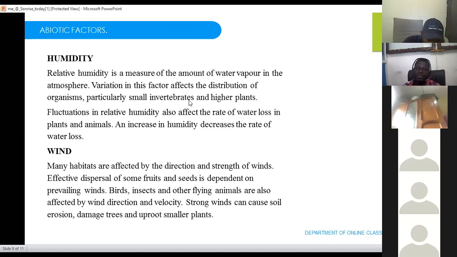All right, so sometimes it is not raining, but you realize that the air that is blowing is very cool, all right? Probably because of the amount of water or water vapor that is in the air. So that is humidity. And I'm saying that fluctuations in this humidity affect the distribution of organisms, especially small invertebrates.